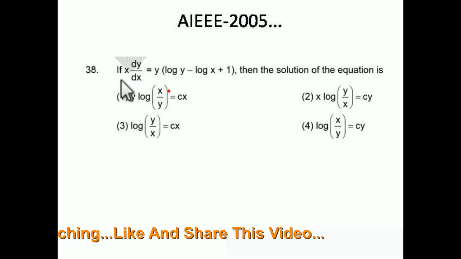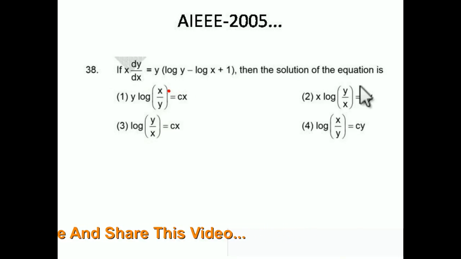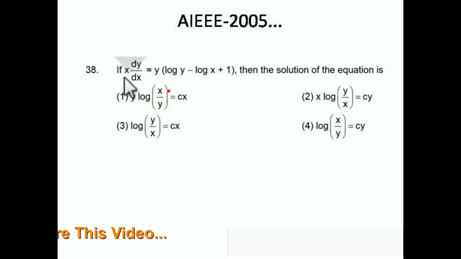So the question says dy by dx is equal to y log y minus log x plus 1. Then the solution of the equation is... So we just have to simplify this and get the answer. Here they say dy by dx is equal to y log y minus log x, which can be written as log of y by x plus 1.